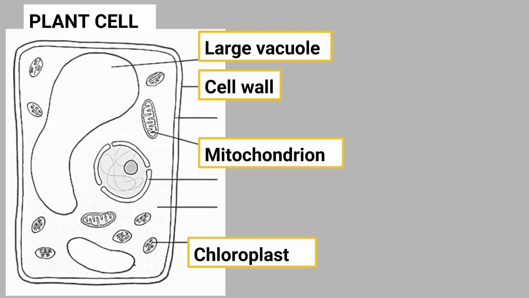This is the cell wall. It provides the cell with support and protection. This is the cell membrane. It is a protective barrier that controls what goes into and out of the cell.